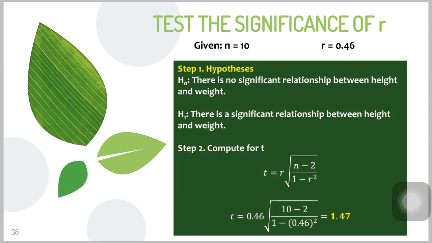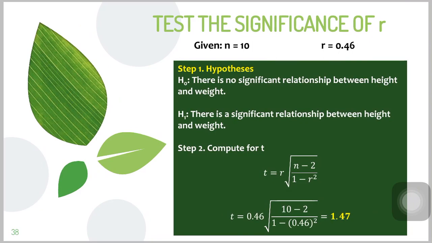Let's test for the significance of r. Our null hypothesis states that there is no significant relationship between height and weight, while the alternative hypothesis states that there is a significant relationship between height and weight. In step 2, we are going to compute for the value of t. You can pause this video and try solving for the value of t.